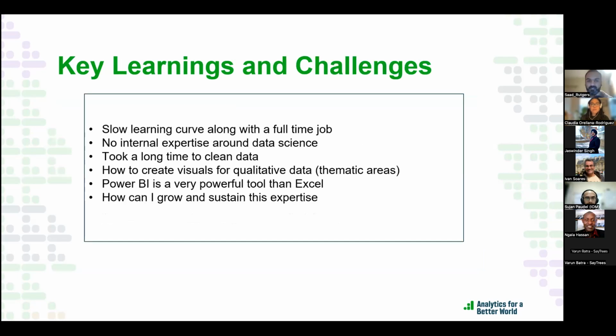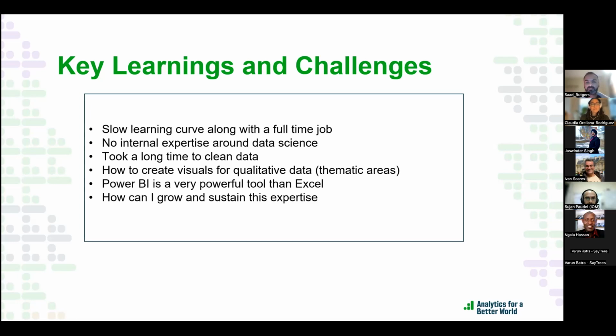Key learnings and challenges: it has been a slow learning curve for me because, like I said, I'm very new to data science and analytics. I do have some basic Excel skills in my job, but I've never had experience with any tool in the past. Also, I work full time, so you really need to take out time to do this aside from a job, because it's not part of my 9-to-5 job.